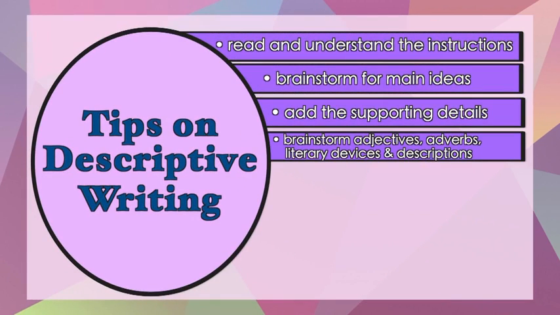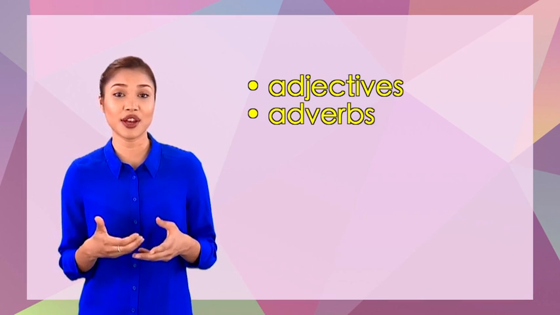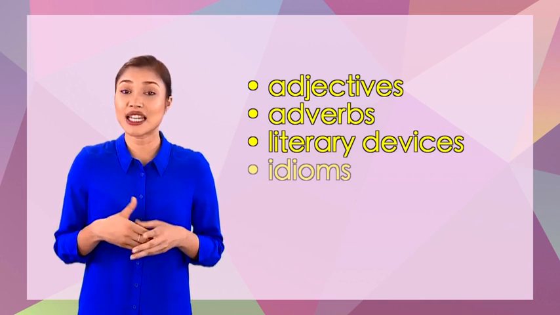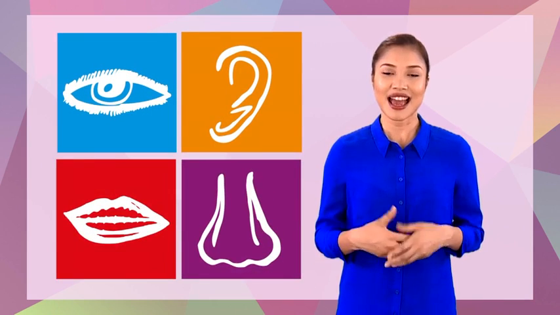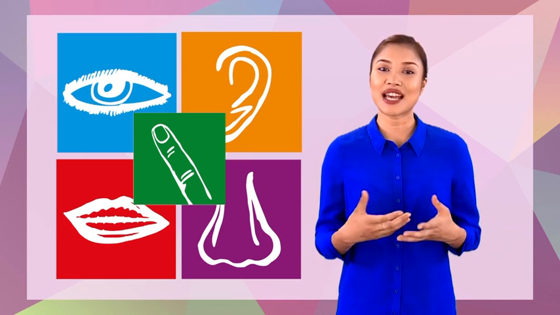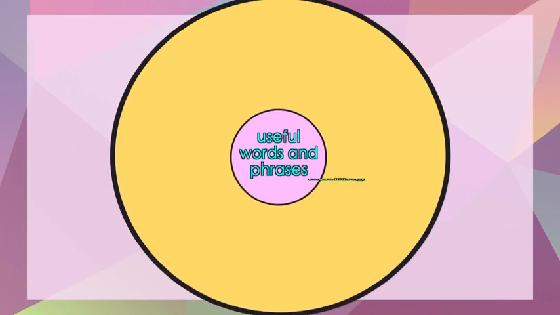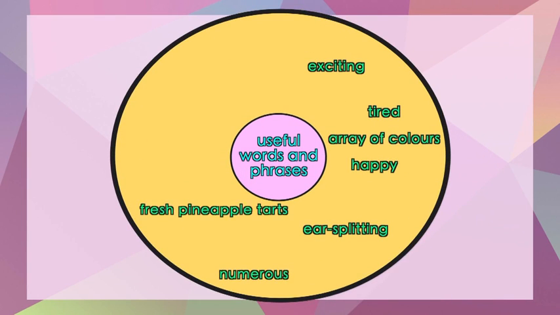Brainstorm adjectives, adverbs, literary devices, and descriptions. Now, let's think of some useful words and phrases that can be added to the essay later. It can be adjectives, adverbs, literary devices, idioms, or sayings. You can also brainstorm words and phrases that are related to the sense of sight, sound, taste, smell, and touch. Write them down in the circle map. This will help you when you write later. These are some of the words that I have brainstormed for my essay.